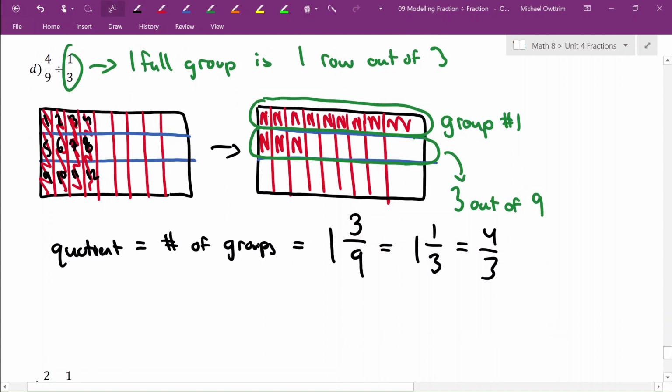Now, if we go ahead and apply our symbolic rules, our 4/9 stays as 4/9. Divide turns to multiply, and 1/3 becomes 3/1. 4 times 3 on the top is 12. 9 times 1 on the bottom is 9. Both of those numbers can divide by 3 to simplify, and that gives us our 4/3.